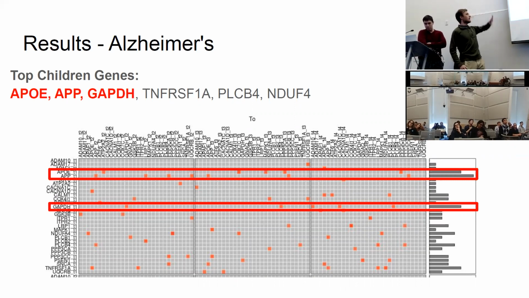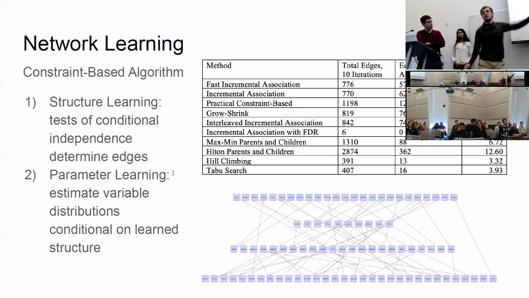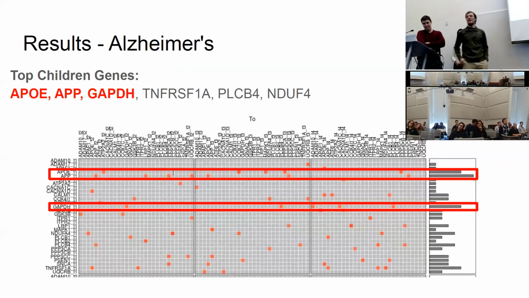But we plotted our networks as an adjacency matrix, which is a little bit more interpretable than this. And I just want to highlight a couple of things. We looked first at the nodes which had the most children, so which other expression levels were most dependent on them. And we found a number of genes which are well supported in the literature to have a strong effect on Alzheimer's disease. APOE, APP, and EFDH are the ones highlighted here.